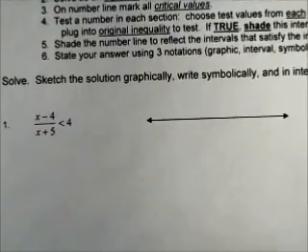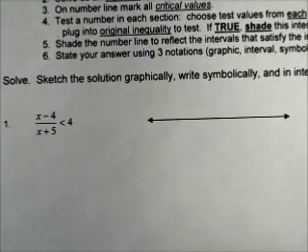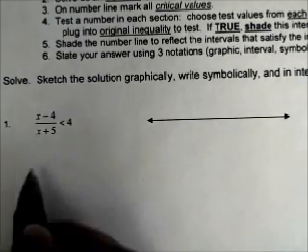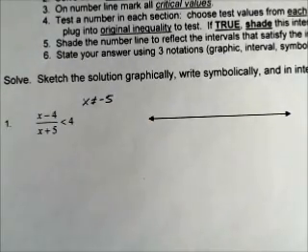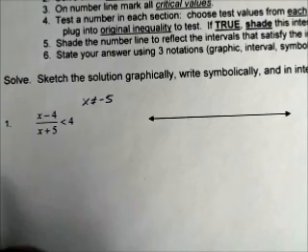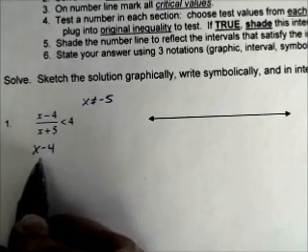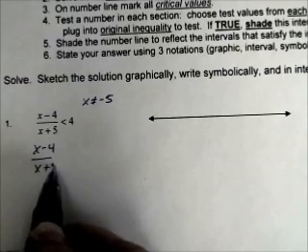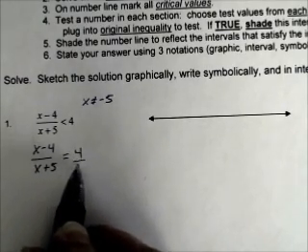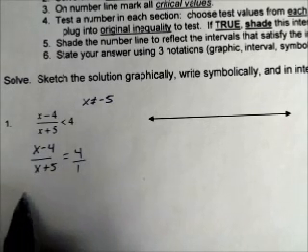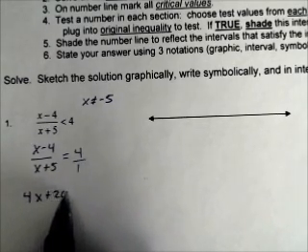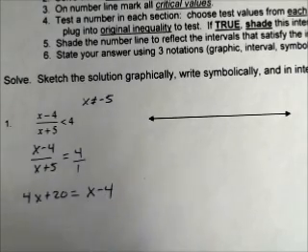So number 1, we have the inequality x minus 4 divided by x plus 5 is less than 4. X cannot equal negative 5. We're solving this as an equation. X minus 4 over x plus 5 equals 4. I'll write that as 4 over 1, and we'll simply cross multiply. So 4x plus 20 equals x minus 4.